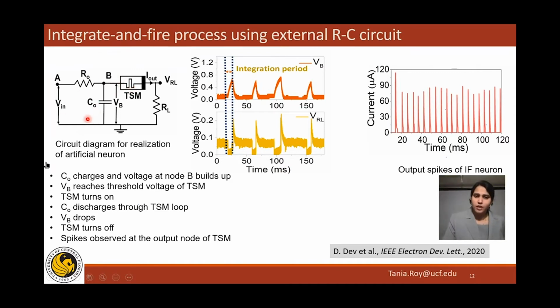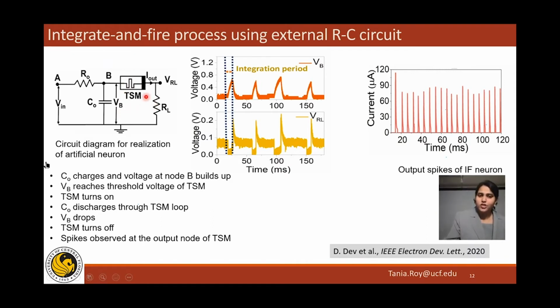As the capacitor is getting charged, the voltage at node B will now increase, and when it reaches the threshold switching memristor's threshold value, then the memristor will turn on. So it goes to its low resistance state. So now what has happened is this loop gets activated. So now we have the capacitor charged enough so that V node B is higher than or equal to the threshold voltage value. And then this threshold switching memristor turns on.